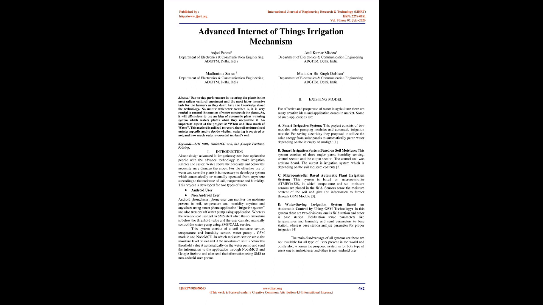This system consists of a soil moisture sensor, temperature and humidity sensor, water pump, GSM module and NodeMCU. In this, the moisture sensor senses the moisture level of soil, and if the moisture of soil is below the threshold value, it automatically turns on the water pump and sends the information to the application through NodeMCU and Google Firebase, and also sends the information using SMS to the non-Android user's phone.